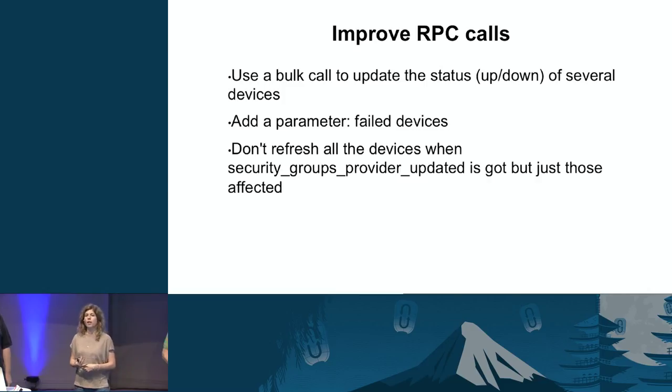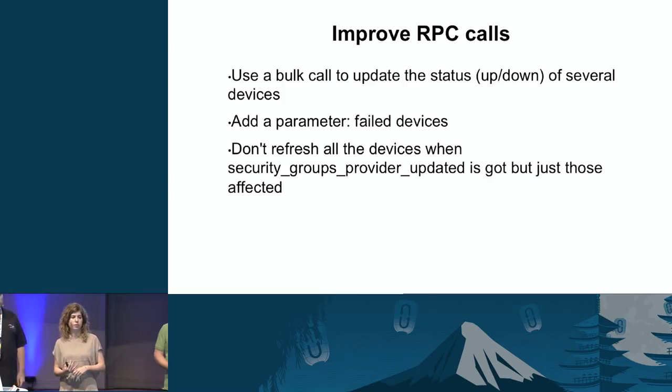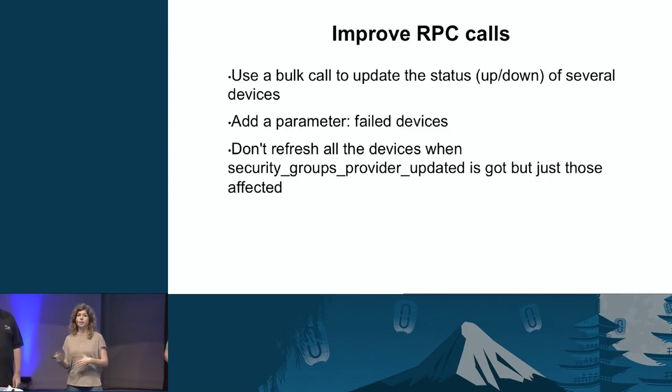We also improved another call, the security groups provider updated. This is the call that is sent when the provider rules need to be refreshed. The provider rule is the rule that allows the traffic coming from the DHCP server, so you need to update it when the IP or the MAC address of the port changes. Before, this message was triggering a full refresh of the firewall, so all the devices were updated. What we did was to modify it to add the list of devices that need to be updated. Basically, they are the devices that are on the network where the DHCP port changes IP or MAC.